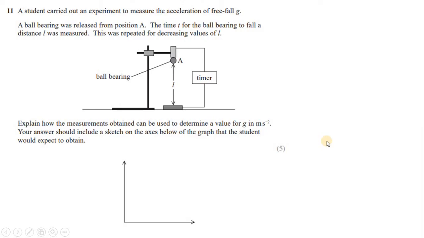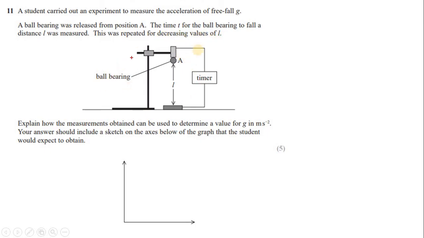Question number 11. A student carried out an experiment to measure the acceleration of free fall g. A ball bearing was released from position A. The time t for the ball bearing to fall a distance L was measured. This was repeated for decreasing values of L.